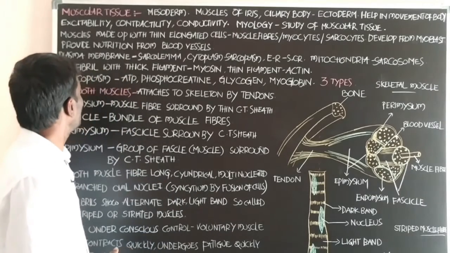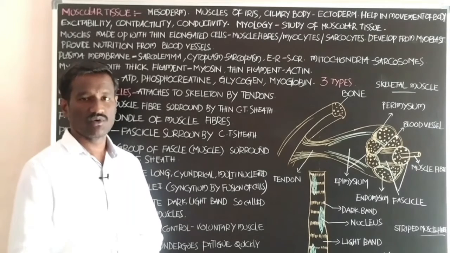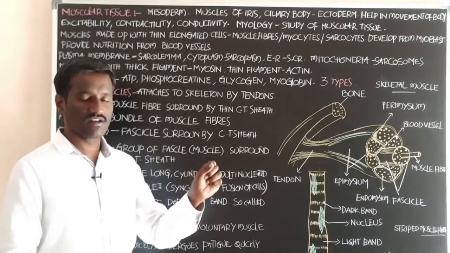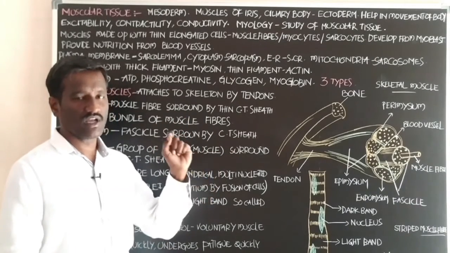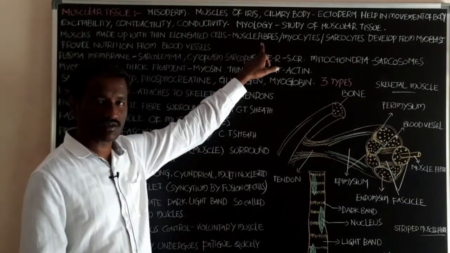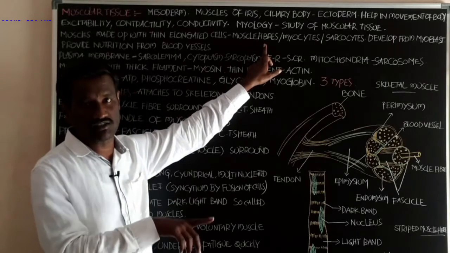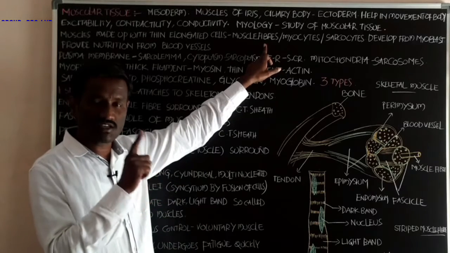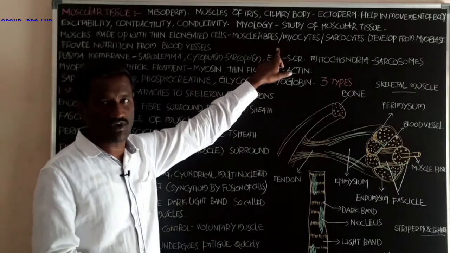Next, students, muscles are made up of thin elongated cells. This type of cell is called a muscle fiber. Muscle fibers are the cells present in the muscle. Students, a muscle is not a cell; a muscle is made of cells, and these cells are called muscle fibers.